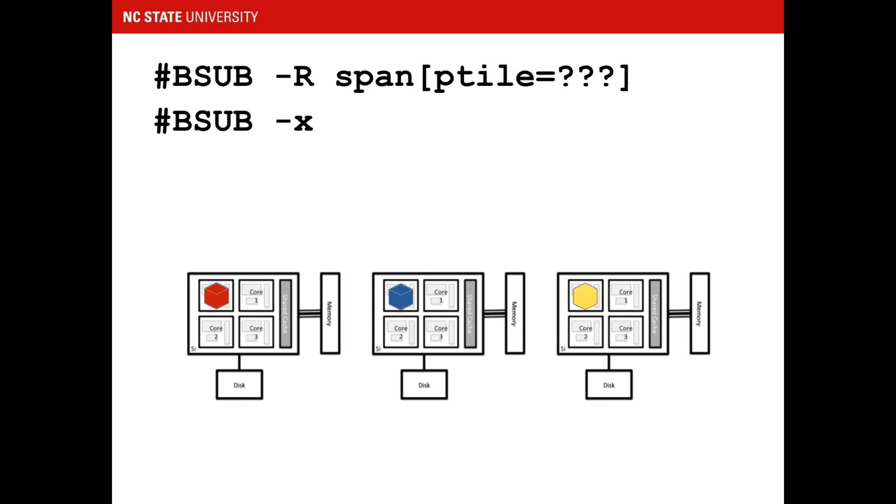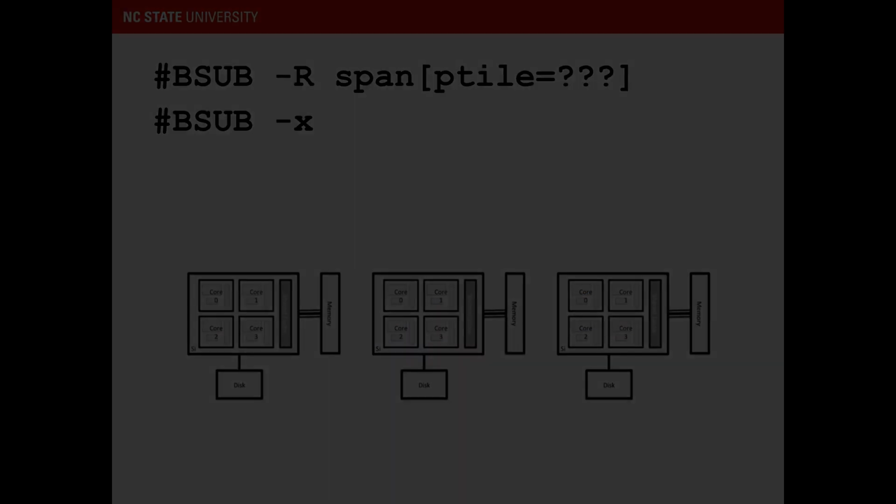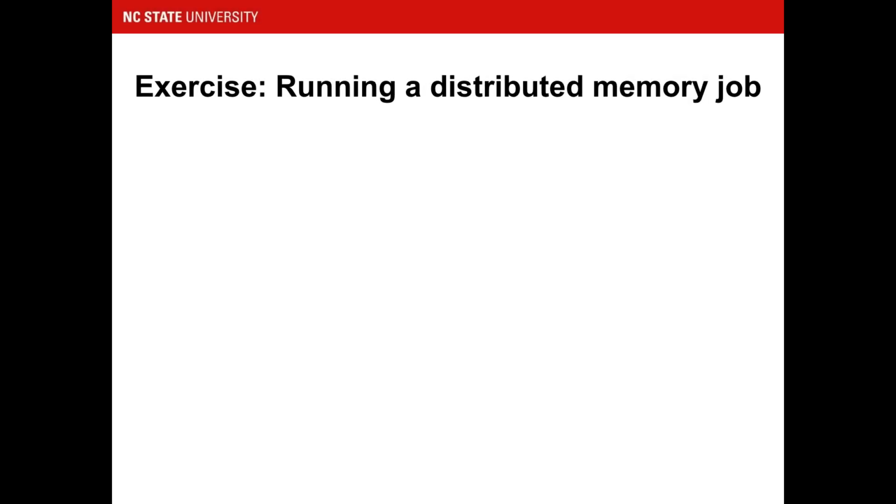The second reason could be that you are running a hybrid code where MPI tasks may spawn threads. If the MPI tasks spawn threads, you need to use -x so that LSF does not assign additional jobs to those nodes. In this next exercise, you will be running a distributed memory job.